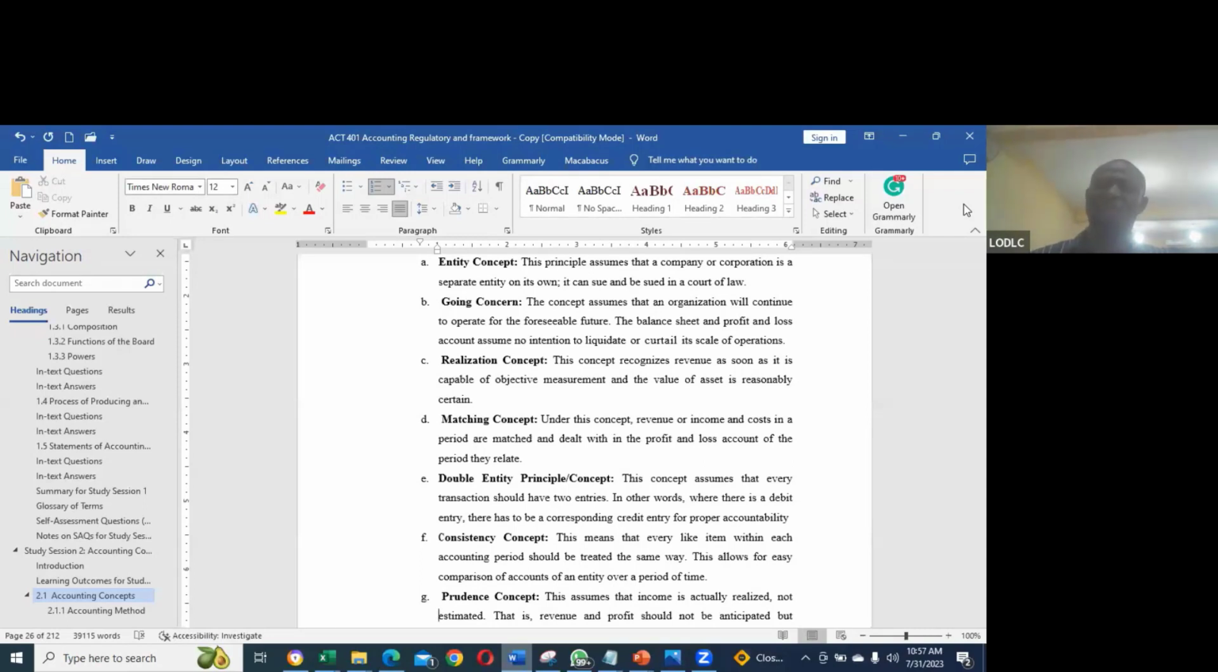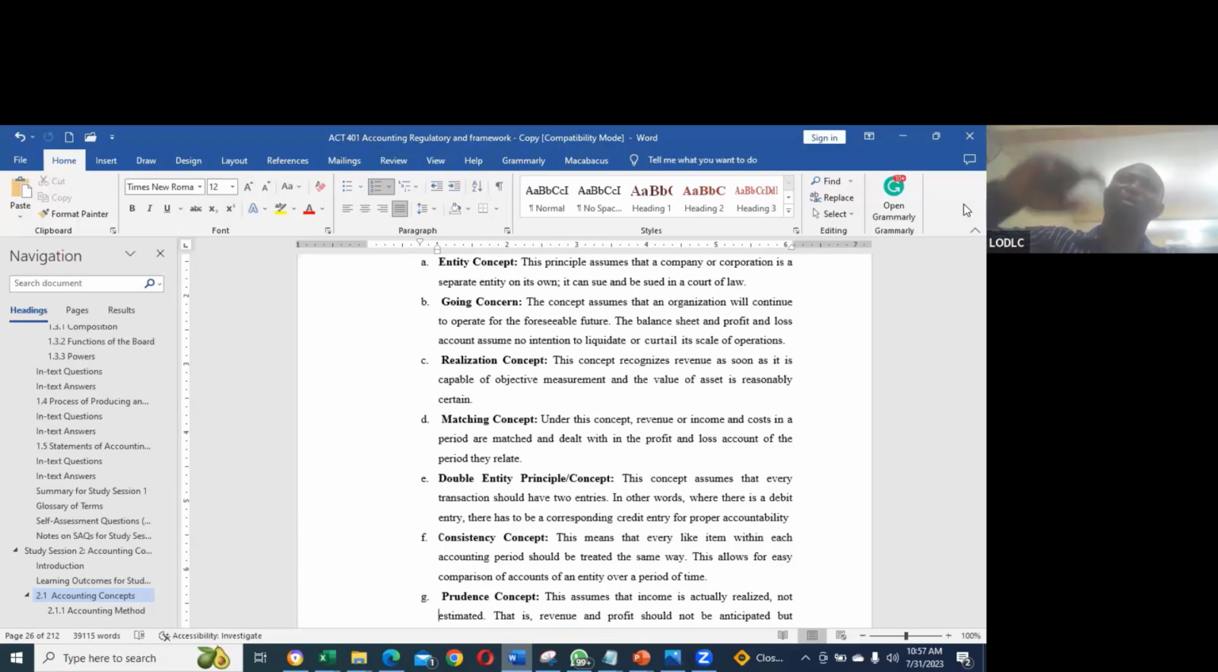Consistency in the sense that every like item within each accounting period should be treated the same way. For instance, if you want to calculate depreciation and you are using the straight line method this year, you have to be consistent with that particular method. Do you understand? If you are using the actuarial method, you have to be consistent with using the actuarial method in the subsequent years. That is why when you see a financial report, most times you see 2 years compared together in a particular financial report.